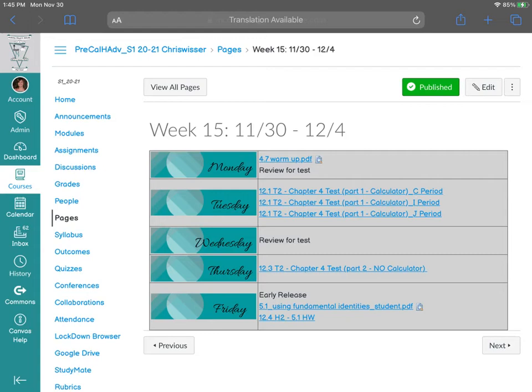Okay, so just a quick overview of the week ahead. We have 4 regular days, sort of, 3 at home, but then the rest of it, regular time frame, I guess. And then Friday is your early release. So on Monday, which is today, we're going to do the warm-up. We're going to review for the test. And then tomorrow, you're going to take part 1, which was with the calculator.